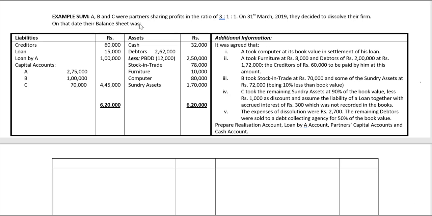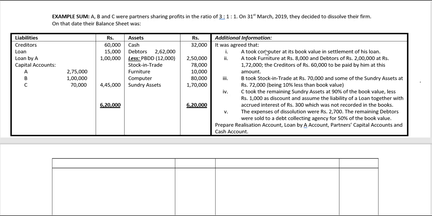A, B, and C were partners sharing profits in the ratio of 3:1:1. On 31st March 2019, they decided to dissolve their firm. On that date, their balance sheet was as follows. To the left of the screen, we have the balance sheet given. On the right, additional information.